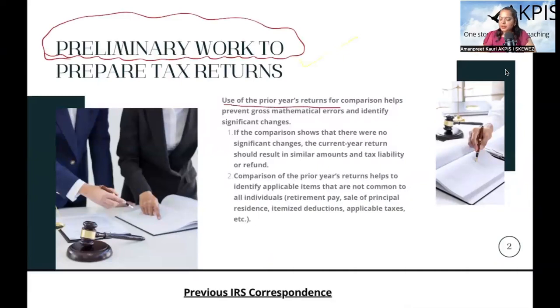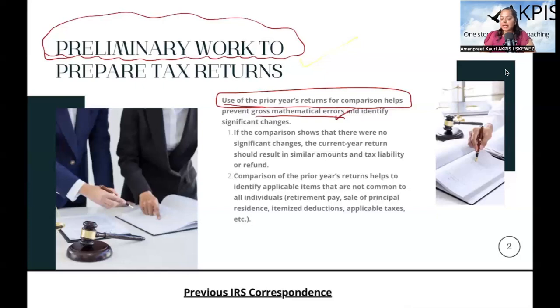Use of the prior year returns for comparisons. That means if you are filing your tax return for 2023, why are the tax return details for 2022 important for you? Just to make a comparison. Why is the comparison required? Just to prevent any gross mathematical errors. That means for accuracy, if you're filing your current income tax return, you are supposed to refer to the previous income tax return also, just to ensure accuracy and to prevent any mathematical errors.